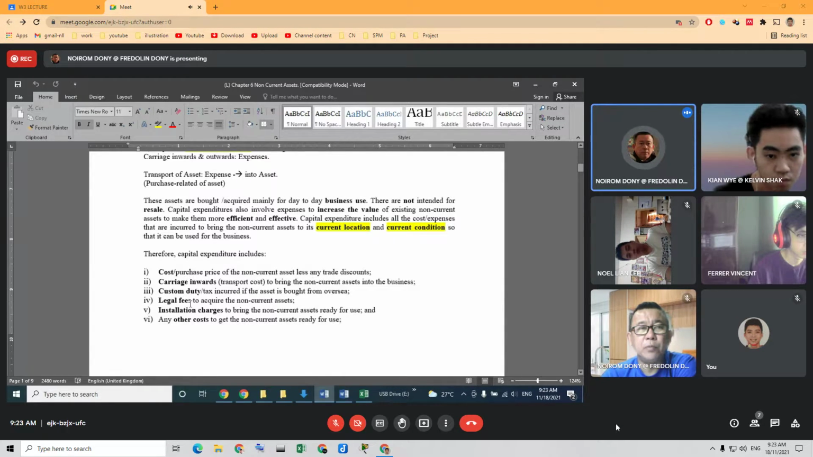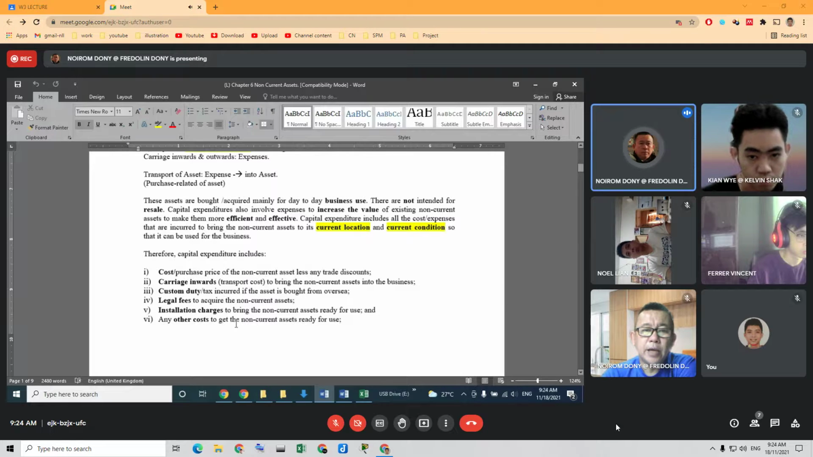Okay, let's say you want to buy a building for the business. So you need to sign this S&P, sales and purchase agreement. That will be witnessed by the lawyers, so you have to pay the legal fees. And then installation charges, like what I've said to you just now. In order to ensure the machine functions correctly, it needs to be installed by a certain expertise. So all the fees will be considered as installation charges.